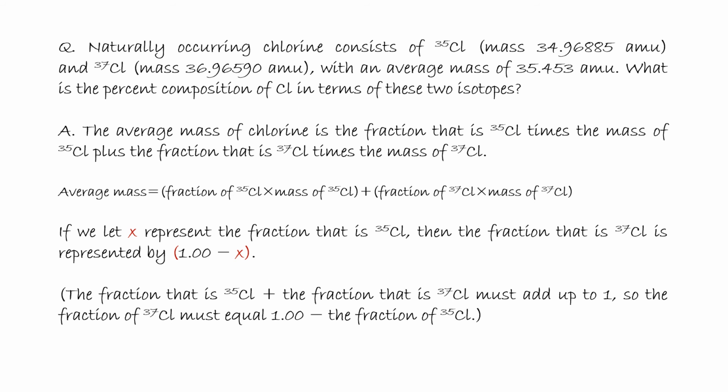Let's take another example. Naturally occurring chlorine consists of chlorine 35 with a mass of 34.96885 atomic mass unit, and chlorine 37 with a mass of 36.96590 atomic mass unit, with an average mass of 35.453 atomic mass unit. This is the average mass. What is the percent composition of chlorine in terms of these two isotopes?